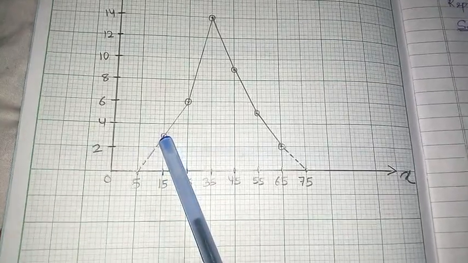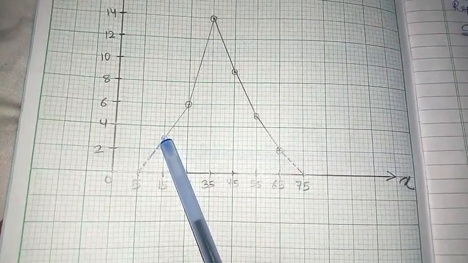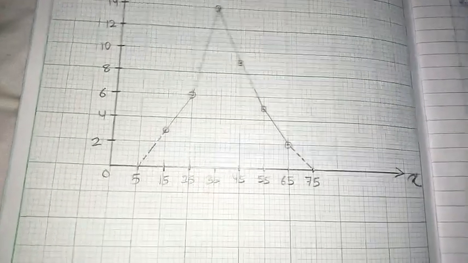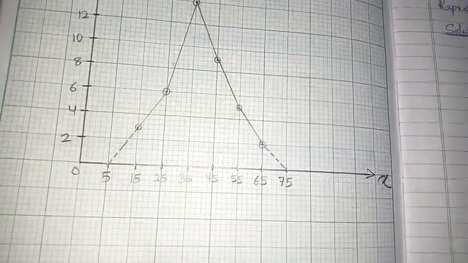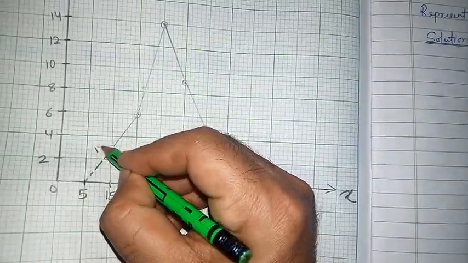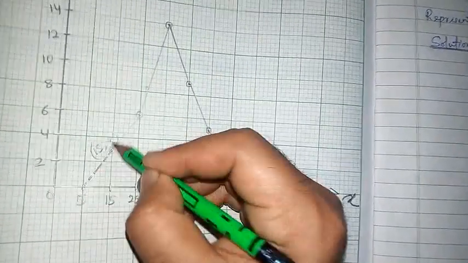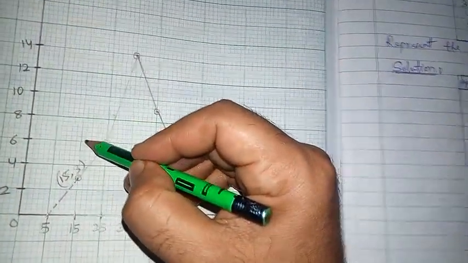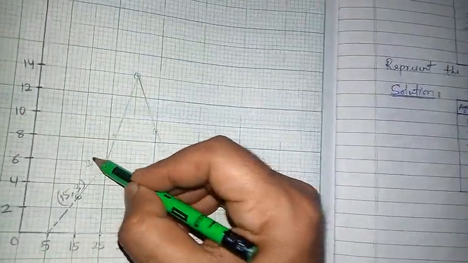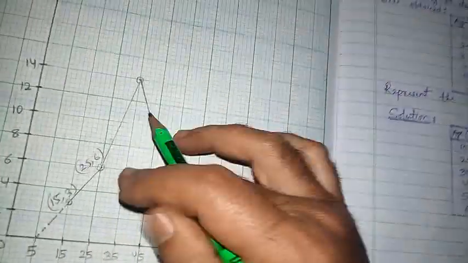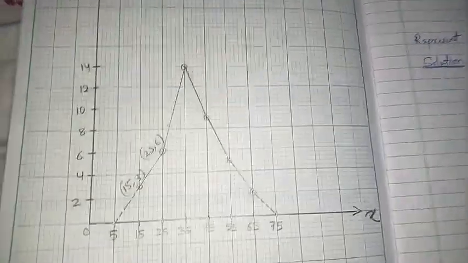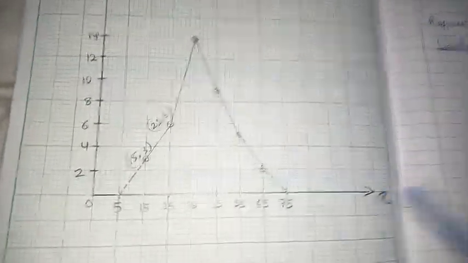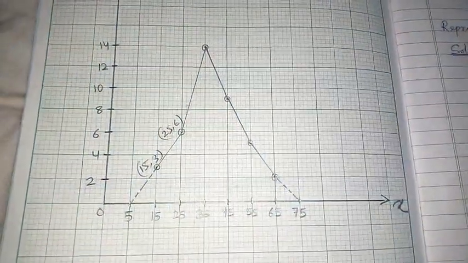And while making these points, if you want to write these plotting points, you have no problem. You can write here also, like 15,3. After completing the graph, you can write this also, 25,6. That way you can write everything here later. So next, one more question I have. This is completed. This is called a frequency polygon.